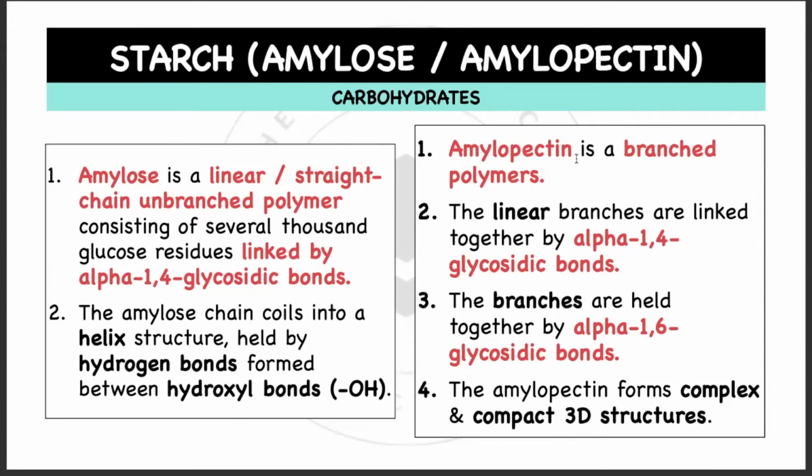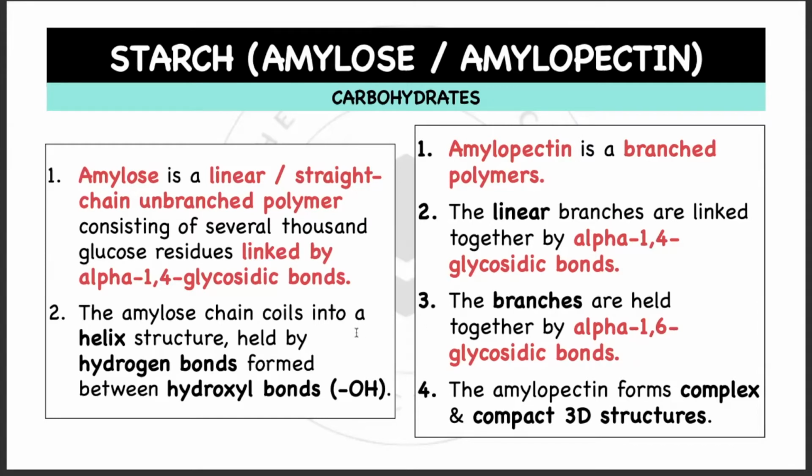Whereas for amylopectin, they are branched. And I'll show the picture in the next slide. They are not just straight, and they are linked by alpha-1,4 glycosidic bond as well, but their branches are linked together by alpha-1,6 glycosidic bond.